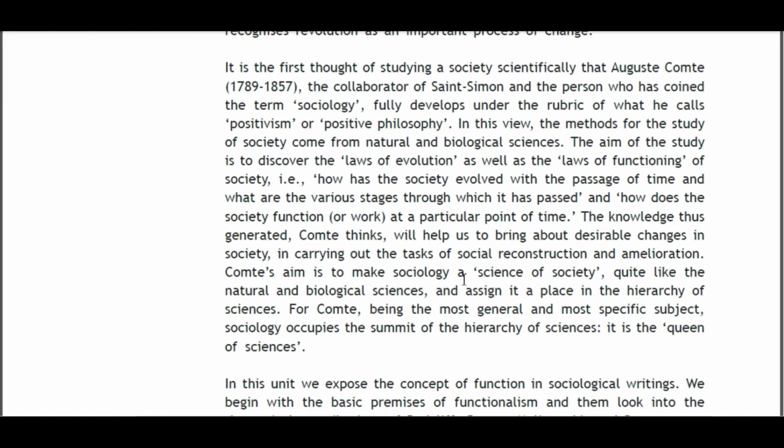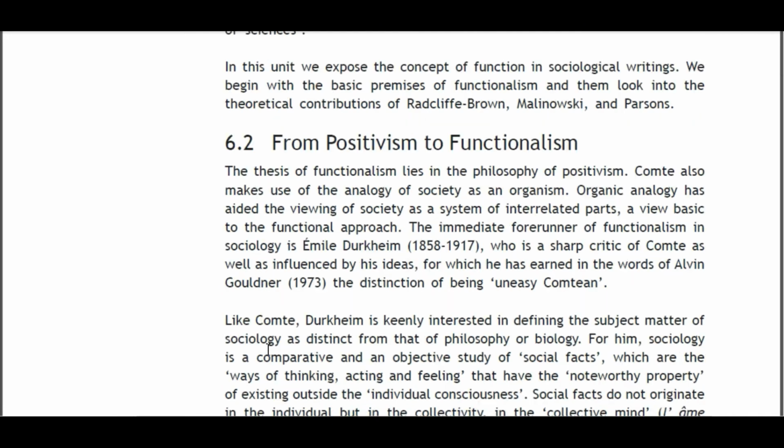Comte's aim is to make sociology a science of society, quite like the natural and biological sciences, and assign it a place in the hierarchy of sciences. For Comte, being the most general and most complex subject, sociology occupies the summit of the hierarchy of sciences. It is the queen of sciences. In this unit, we examine the concept of function in sociological writings. We begin with the basic premises of functionalism, and then look into the theoretical contributions of Radcliffe-Brown, Malinowski, and Parsons.